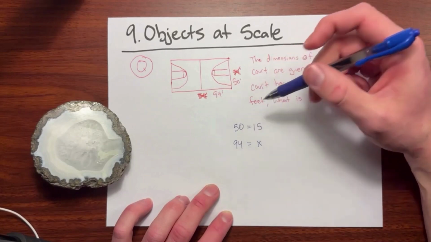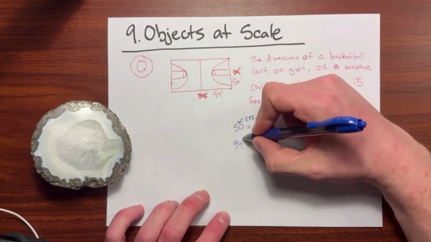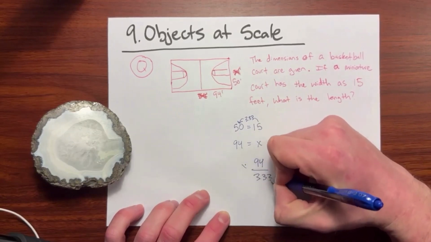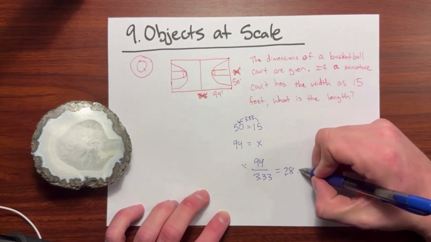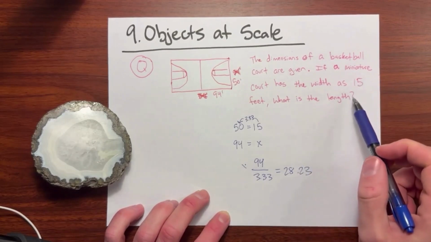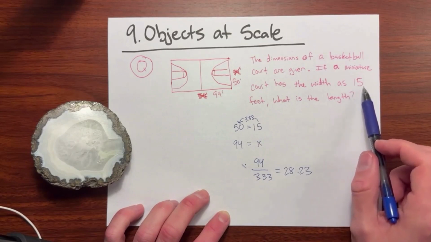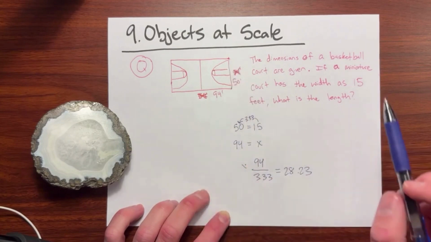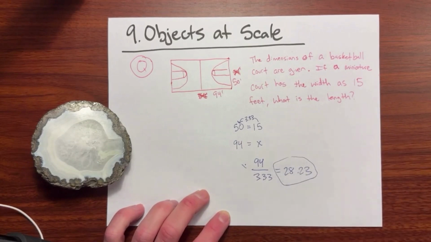So 15 goes into 50 by 3.33 to get to 50. So what multiplied by 3.33 would equal 94? So we'll do 94 divided by 3.33, which we end up with 28.23. And if we think about it, we can tell that, yeah, that's probably the correct answer because it's almost double 15, which just looking at this scale, we know that the length is almost double the width, but not quite. So it'd have to be under 30, but not by much. So we have our answer at 28.23.